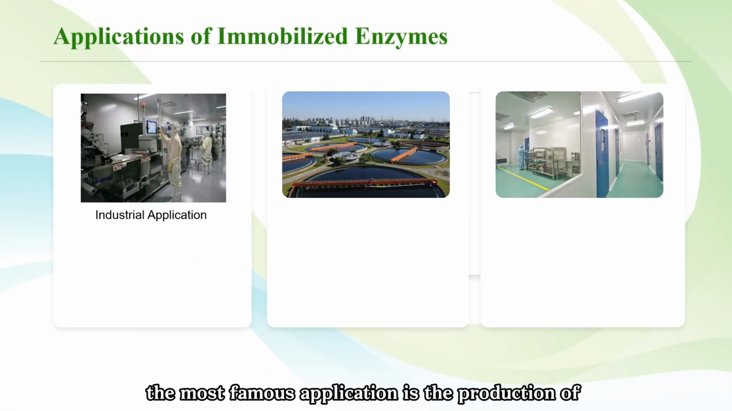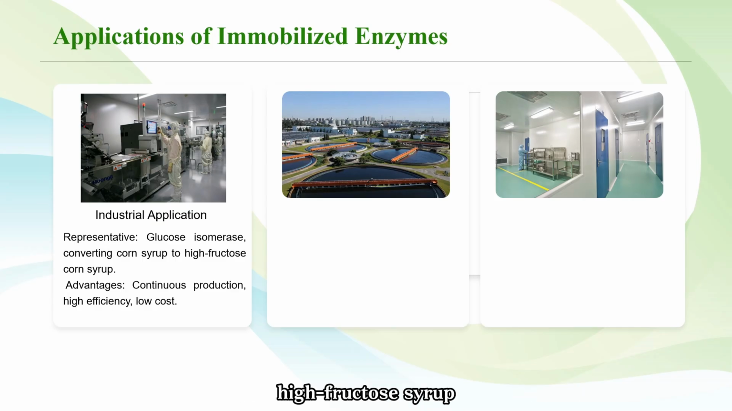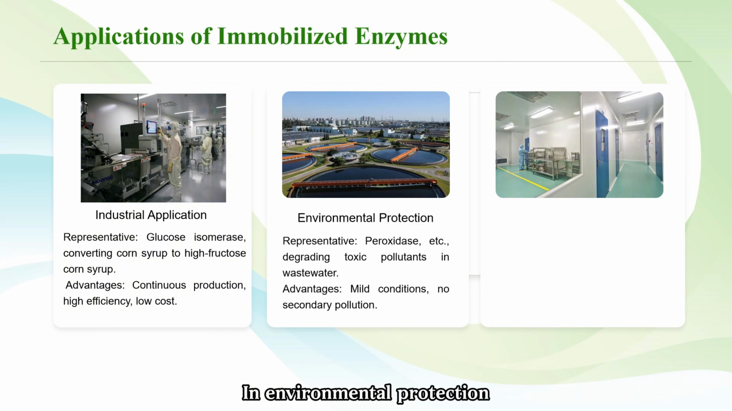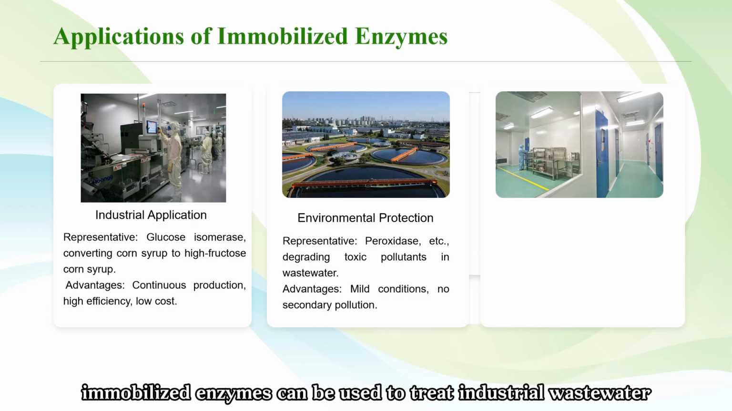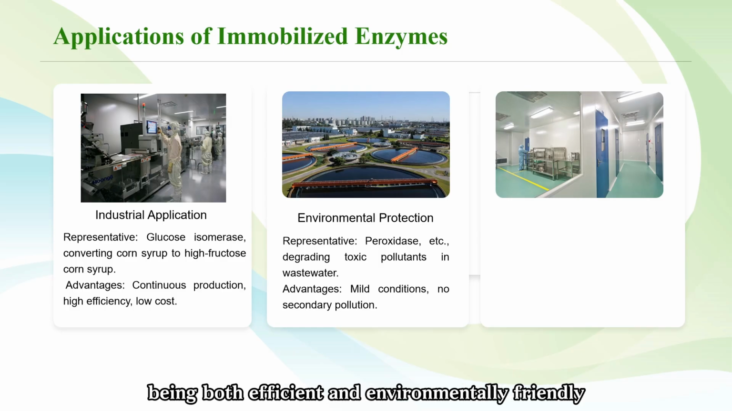In industry, the most famous application is the production of high fructose syrup. Using immobilized glucose isomerase, we can efficiently convert cheap cornstarch into sweeter fructose. In environmental protection, immobilized enzymes can be used to treat industrial wastewater, for example, to degrade toxic phenolic compounds, being both efficient and environmentally friendly.